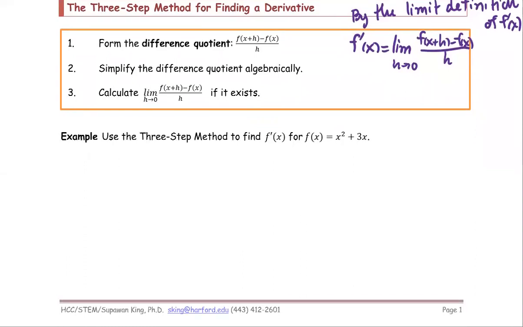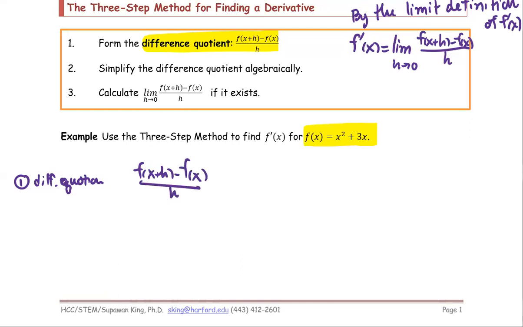The function that we have given is f of x equals x squared plus 3x. What are the three steps? Step number 1, we are going to form the difference quotient. I'm going to follow step by step, okay? Step 1, I'm going to put the note on the left here. Number 1, difference quotient. That means I'm going to form f of x plus h minus f of x, divided by h. The function is given as f of x equals x squared plus 3x. That means I already have this term. This term is just exactly the same as what is provided.